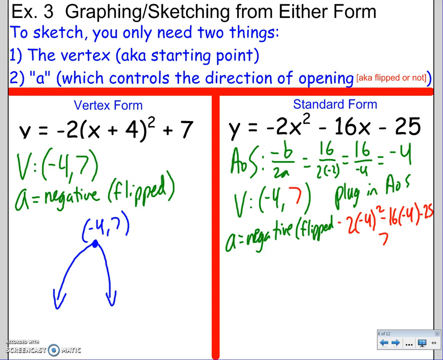Alright, with those 2 things, I can graph the picture. So put your starting point. Again, it's just in the middle of nowhere, but it's -4, 7, and just flip meaning upside down u. And those arrows are diagonal. We now do domain and range, min, max, all that good stuff.